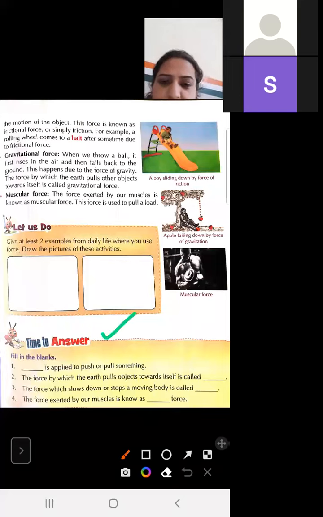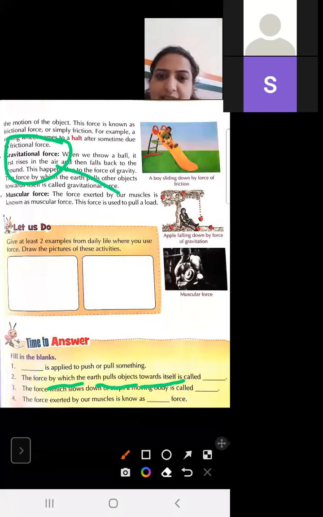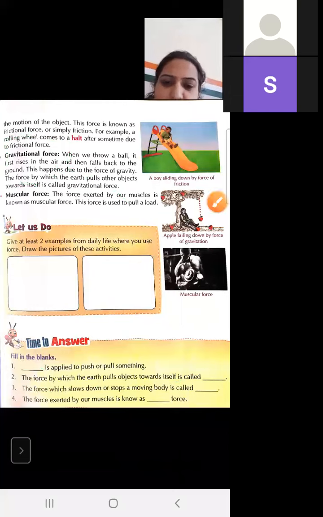So what is time to answer? Dash is applied to push or pull something. किसी भी चीज को खींचना और किसी भी चीज को धक्का लगाने के लिए क्या चाहिए? Force. Force is applied. So next is the force by which earth pulls towards itself. किस फोर्स से सारी अर्थ सभी चीजों को नीचे खींच रही है? It is due to gravitational force. So the second answer is gravitational force.